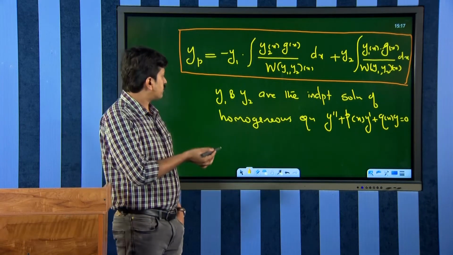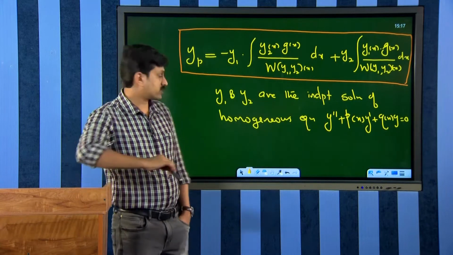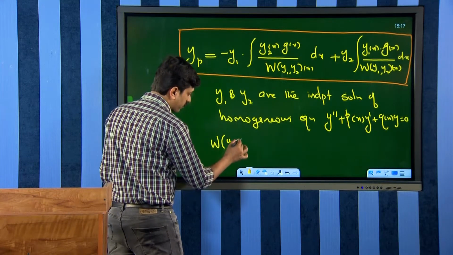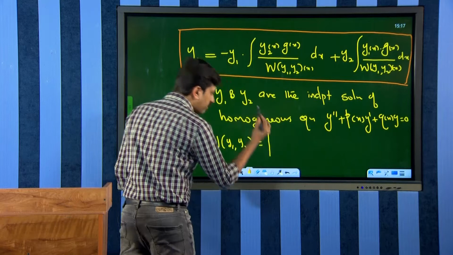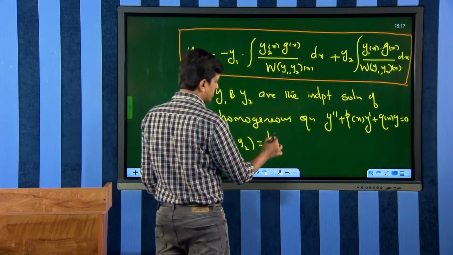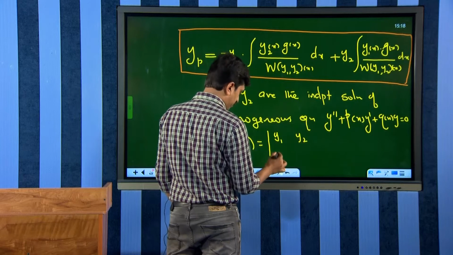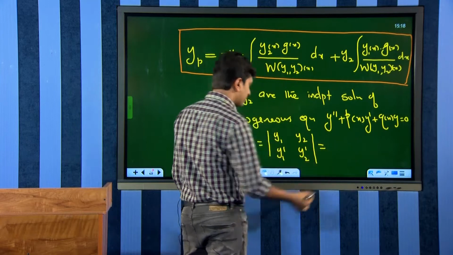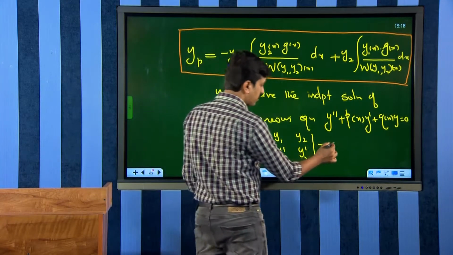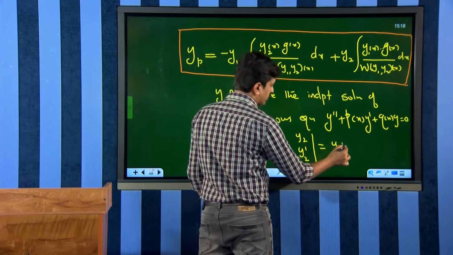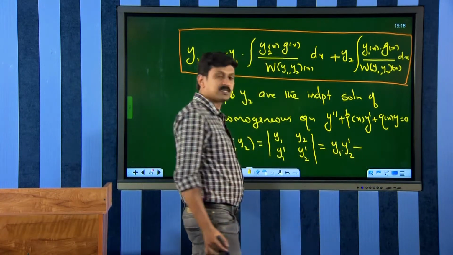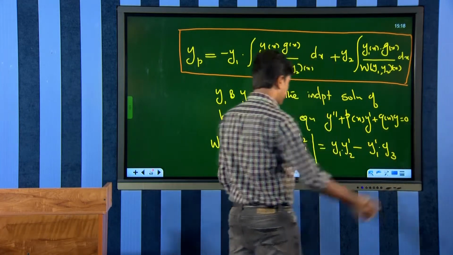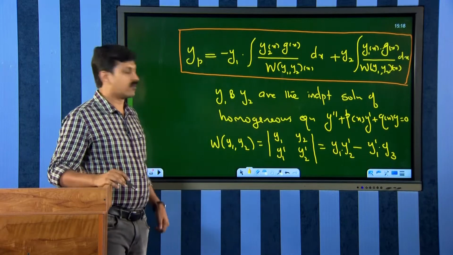We have the Wronskian W of y1, y2, which is the determinant with rows y1, y2 and y1', y2'. This is equal to y1 y2' - y1' y2.